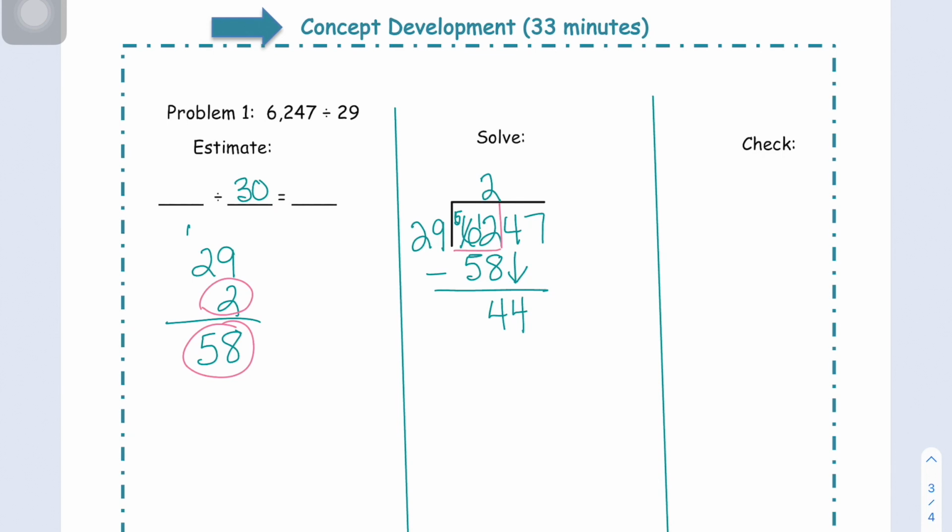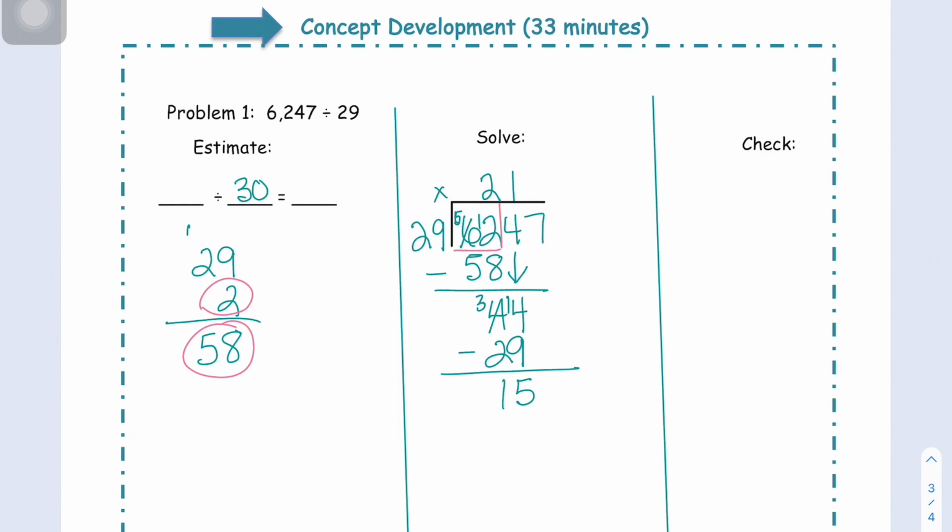So we already know that 29 times 2 is 58. So it looks to me like we're going to need to use a 1. So that's going to be 29, because 1 times 29 equals 29. And again, we've got regrouping. So 14 minus 9 is 5, and 3 minus 2 is 1.